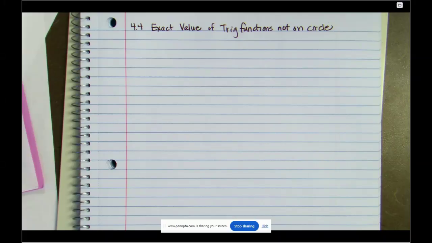So up until this point, we've been able to say, hey, if it says exact value, that means I have to use the circle. That's not true anymore. Okay, it's not on the circle. But you'll be able to tell. You'll be able to tell because you'll be like, this isn't on the circle.